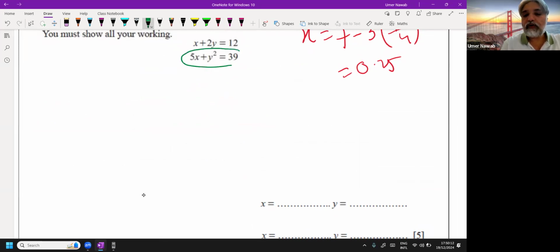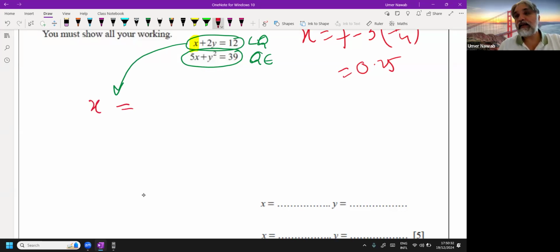Now this is for sure a quadratic equation, and the first one is a linear equation. So as per the rule, in linear equation, we need to make one variable the subject. So for sure, the x coefficient is 1. It is more likely to make x the subject. So if you want to make x the subject, you need to shift this 2y to the right hand side. So when it goes to the right hand side, plus 2y changes to negative 2y.